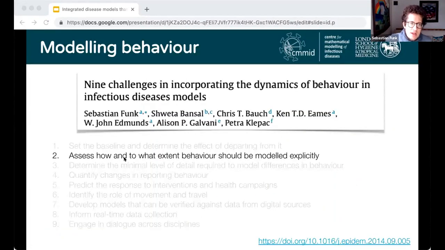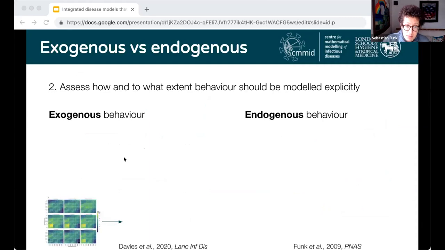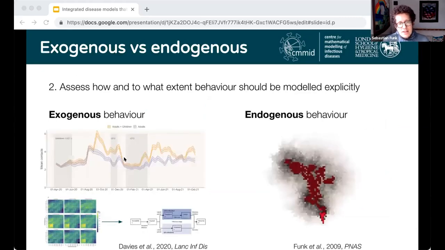A second point that I think is really relevant maybe to the broader discussion of modeling behavior in pandemics is on how and to what extent behavior should be modeled explicitly. And what we mean by, or what we meant back then by explicitly, is reflected in this distinction between exogenous and endogenous modeling of behavior.